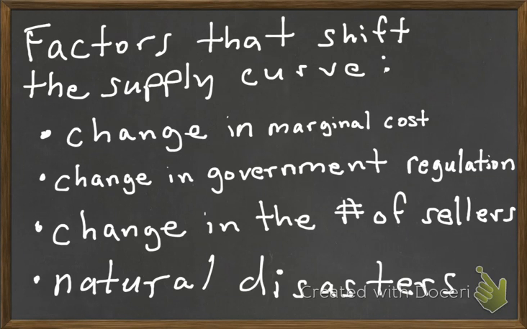Here are a few things that can change the supply curve. The list of factors is short and sweet. Here we go. Marginal cost means the different ingredients in a product. Any input prices, when they change, will have an effect on the supply to the market.